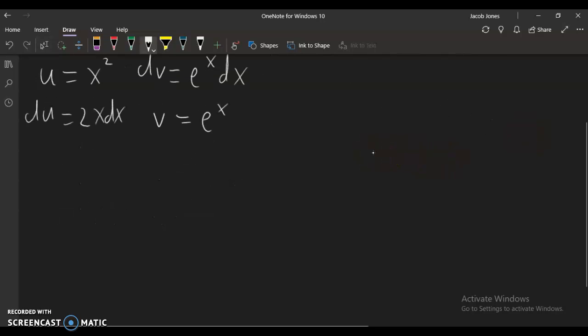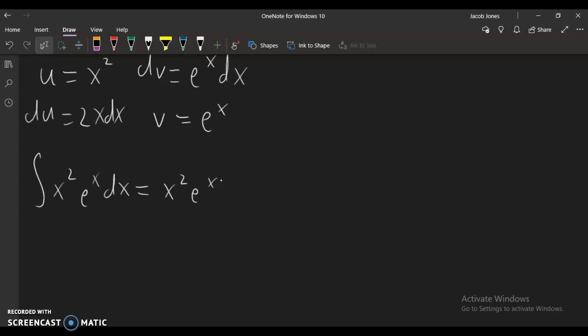Alright, so now what this means is the integral of x squared times e to the x dx is equal to my v times my u. So I'm going to write x squared e to the x, or my u times my v, doesn't matter, minus the integral of my v times my du. So that means my e to the x times my 2x dx.